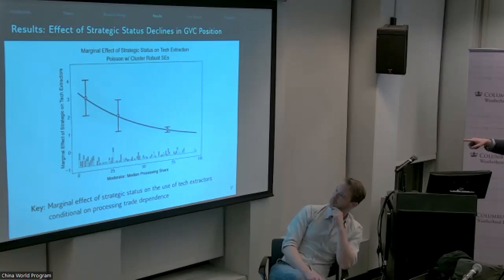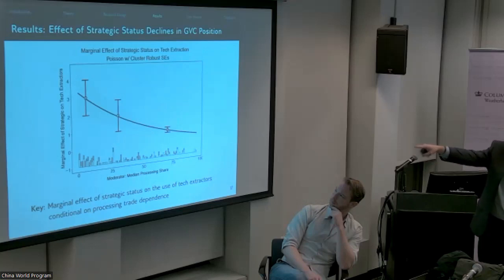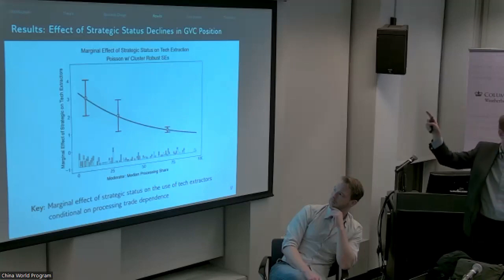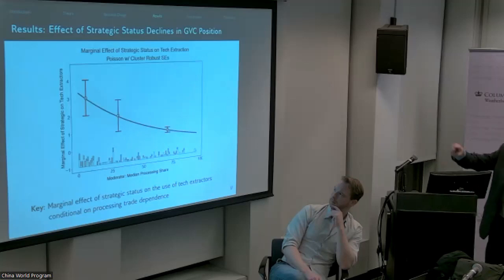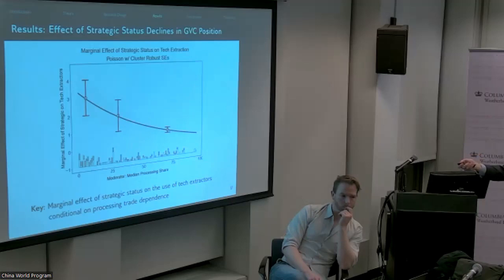Okay. So basically, as we go towards 0 on the x-axis, so at low levels of processing trade dependence, these are industries where China is downstream of value chains. Being strategic really matters for the use of technology transfer policies. Going from not strategic to strategic has a big positive impact, or is positively correlated with the use of technology transfer policies. However, as we go along the x-axis, going from downstream to more and more intermediate industries, we see that this relationship becomes substantially weaker.